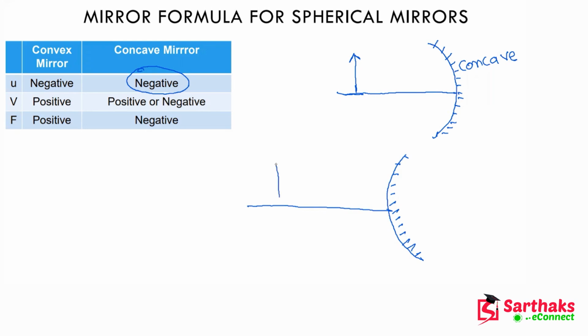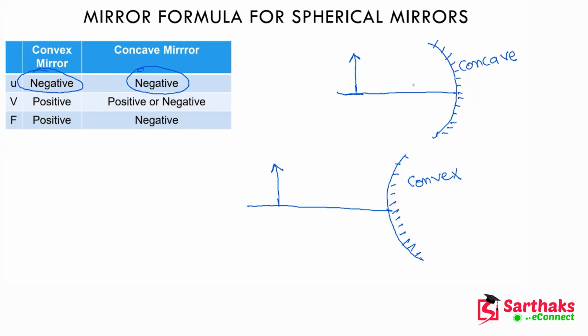So here also the object will be at the negative side. That's why the object distance is negative in the case of both mirrors, convex mirror as well as concave mirror. Now let's talk about the image distance.